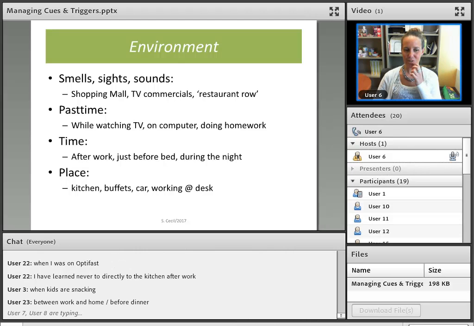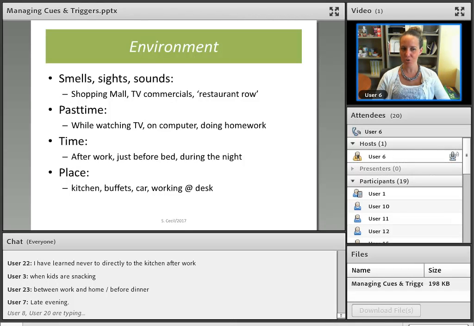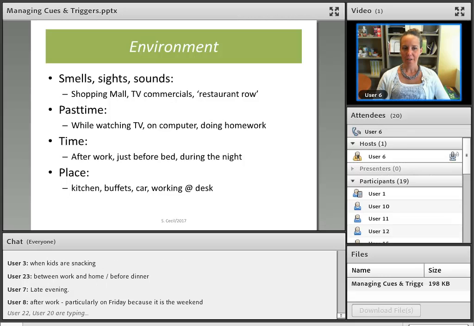So someone else said, I've learned never to go directly to the kitchen after work, so probably struggled with the same thing that I did. But when the kids are snacking, that's a great example. That can really trigger us to want to eat because we're exposed to that food. And I think also it's easy for us to say, well, if they're eating, then it's probably time for me to eat too. But that's not always the case.